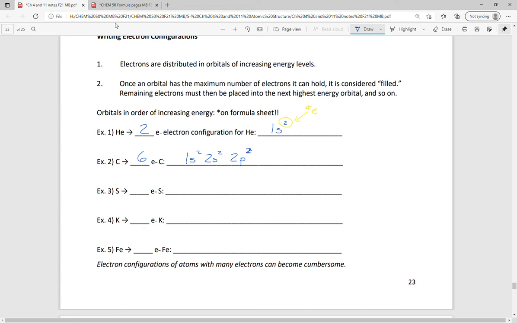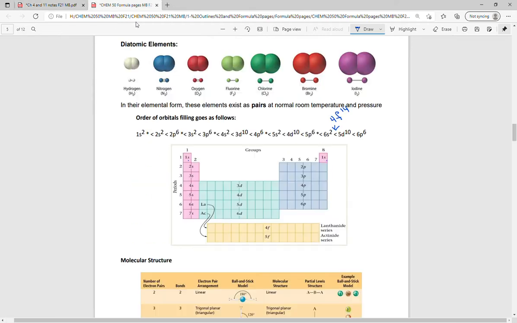2p2. I've now placed 6 electrons. So 2 plus 2 plus 2 is these 6 electrons. And if I take a look at the formula pages here and where carbon is, carbon would be right here. And so I've got 1s2, 2s2, 2p2, right? Those are 2 electrons here.